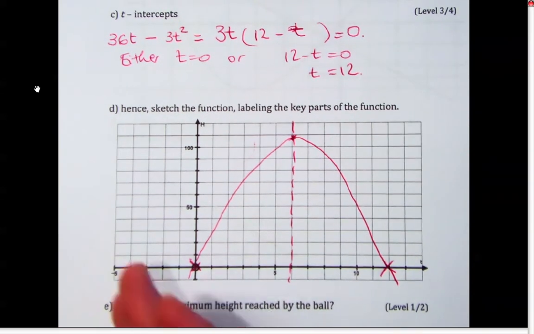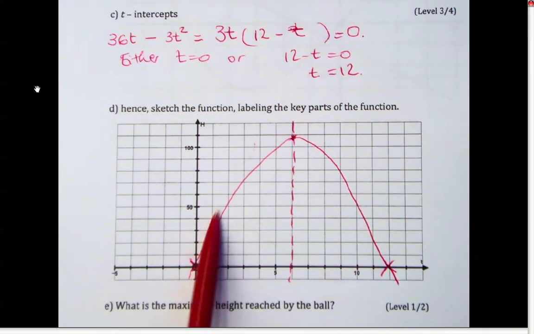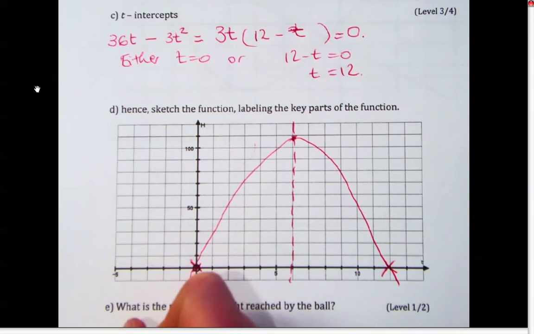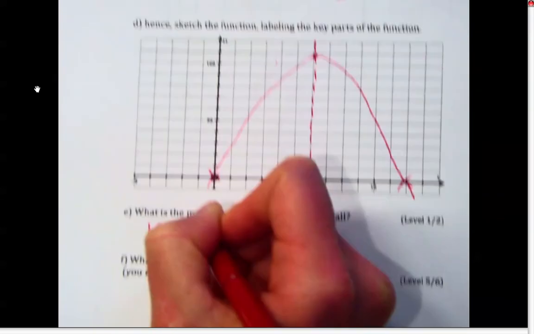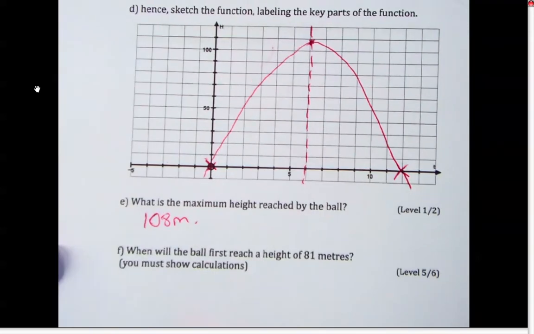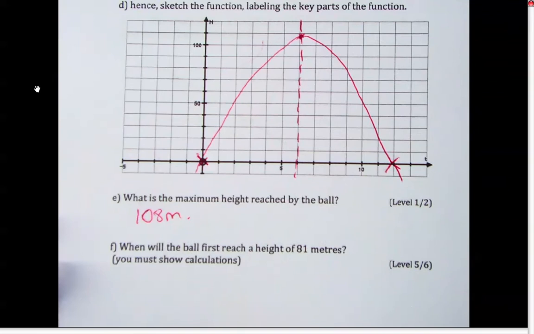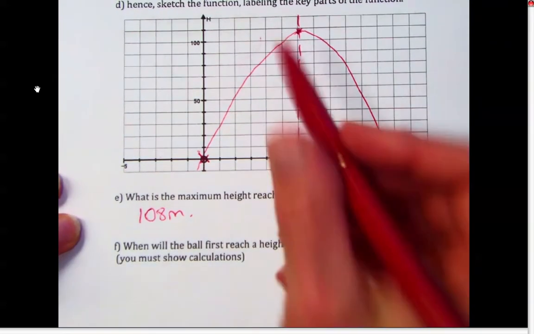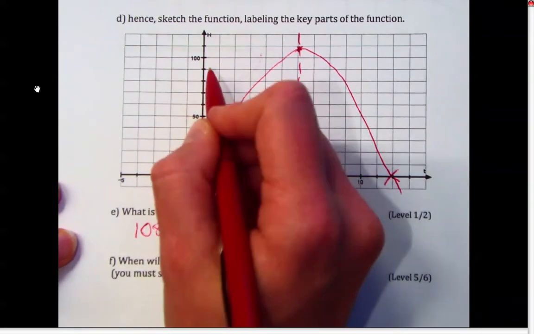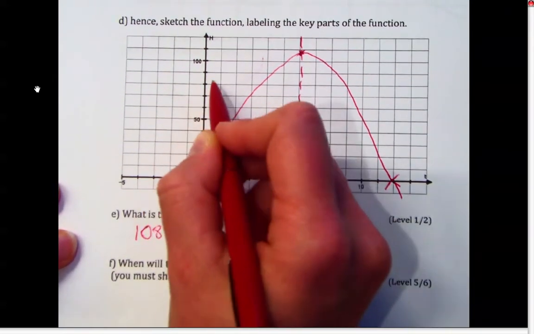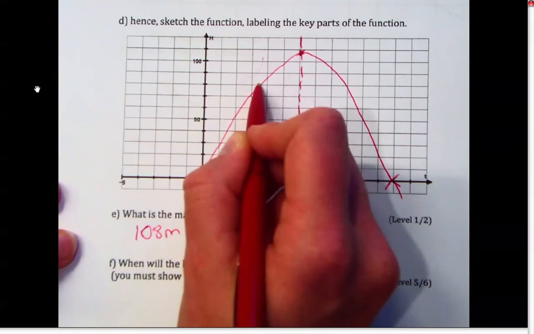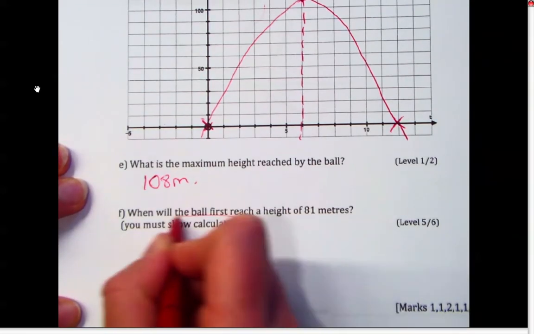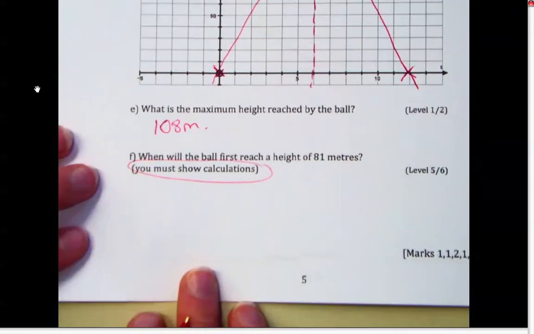And now we've actually got a situation here. It's a cannonball being fired up. So what's the maximum height? Call it out. 108 meters. If you don't put the meters, it's meaningless. So make sure you do. When will the ball first reach a height of 81 meters? You could do an estimate from the graph. It's going to be around about there. But it does say you must show your calculations. So you should do it algebraically as well.